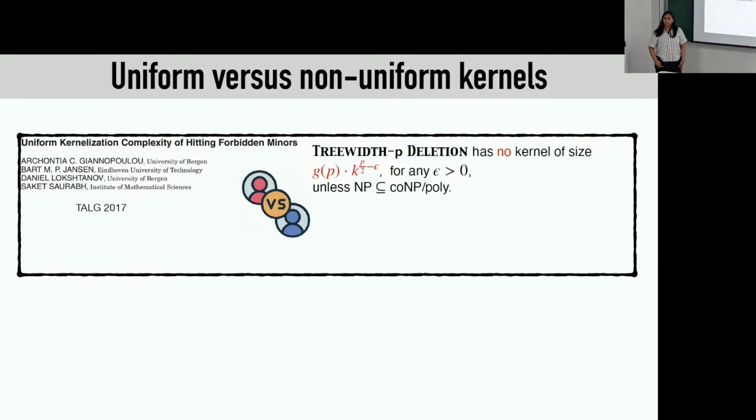When you say size, do you mean the number of edges or number of vertices? The total size of the instance. So number of edges. Okay. Whichever is bigger.